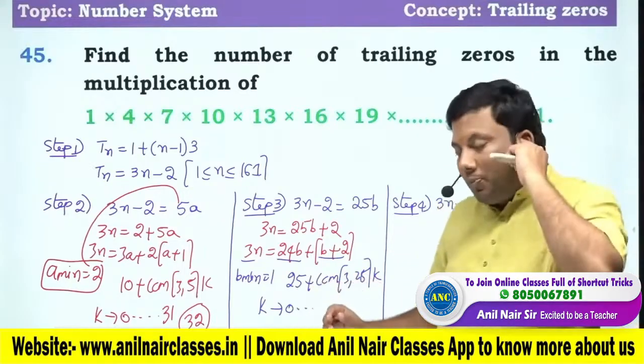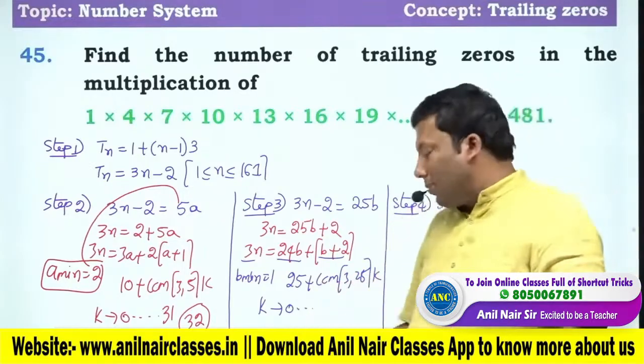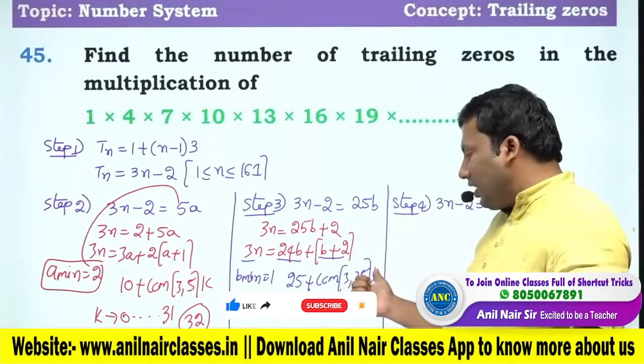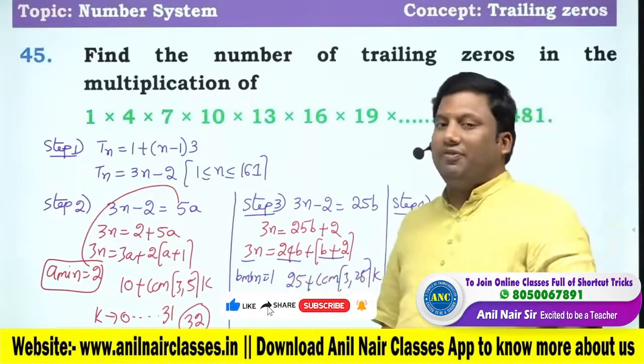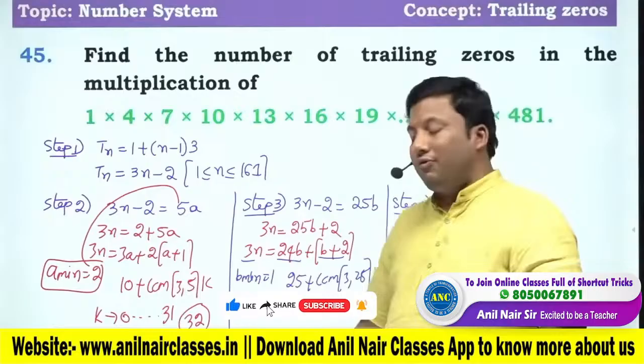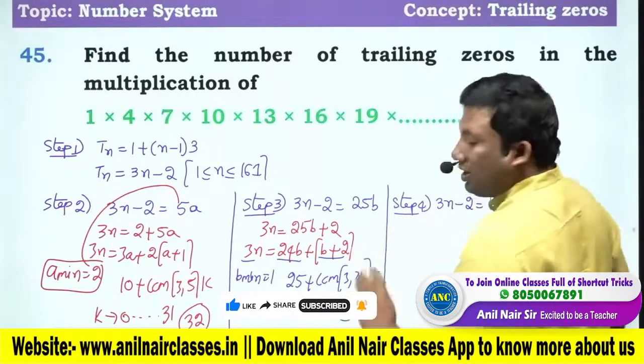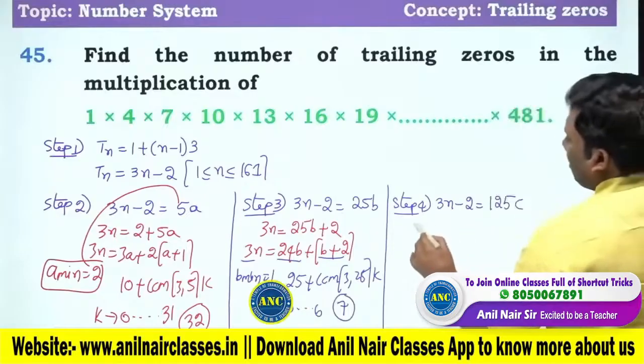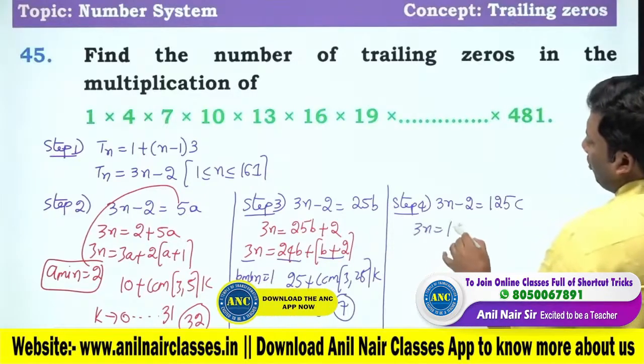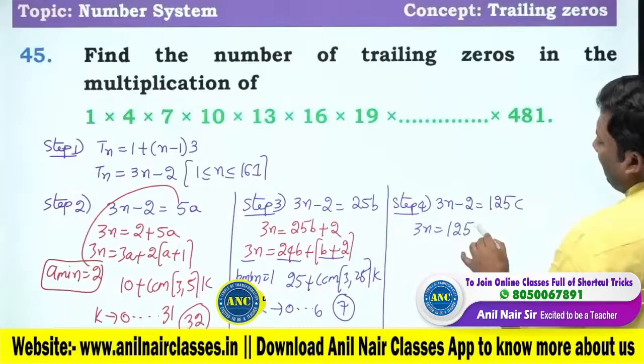325, they are co-prime numbers. Co-prime LCM is their product. 75 6s are 450. Plus 25, 475. K value will be from 0 to 6, 7 values. Next one, 3n equivalent to 125c plus 2.